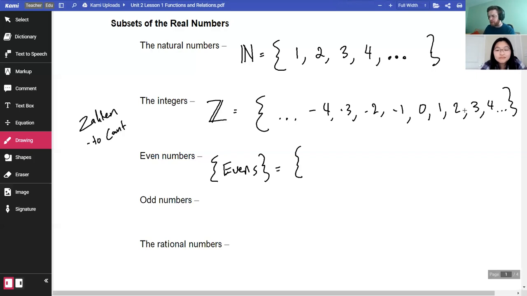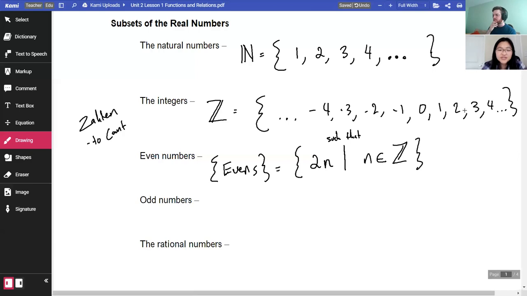All right, so what I'm going to do is say that the even numbers are 2 times any number, and then here's a new symbol. It's a bar. And what I mean by this bar is "such that." So, 2 times a number, such that that number is an element of the integers.